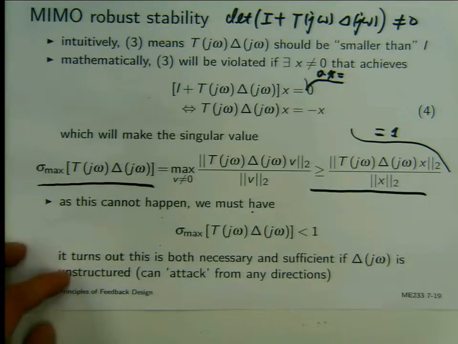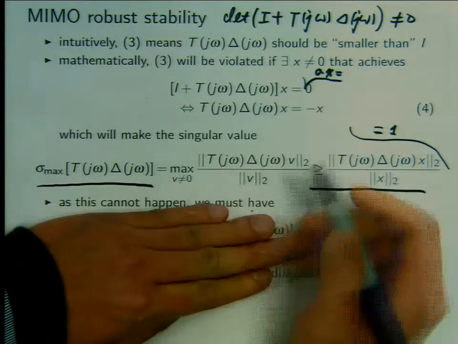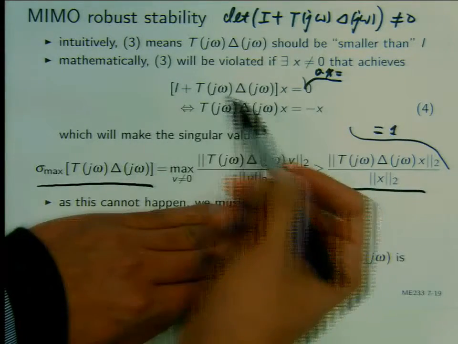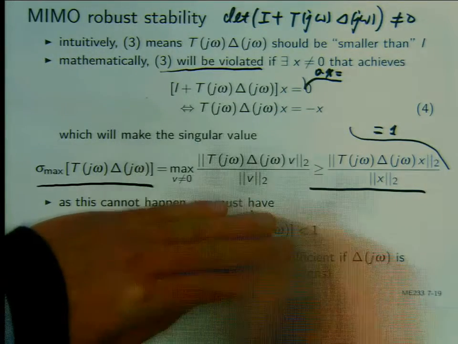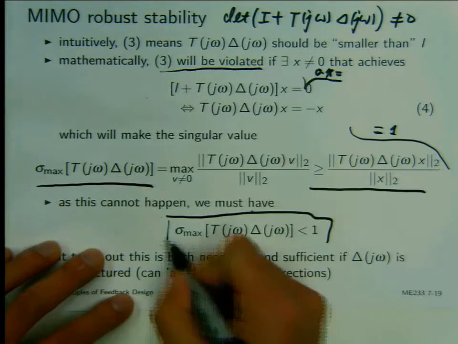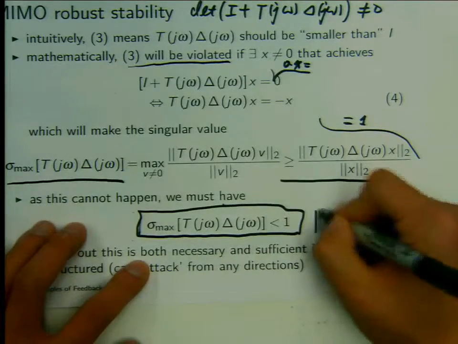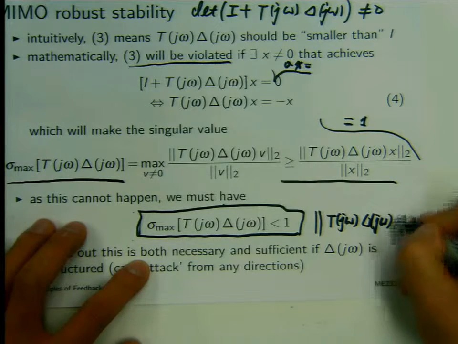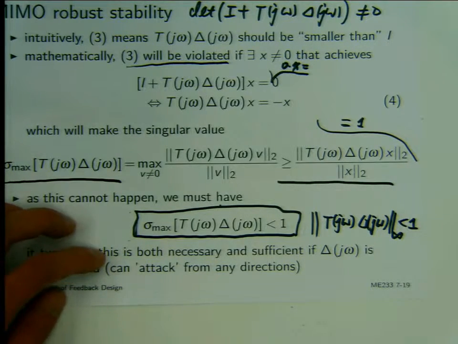So we have now reached the conclusion that if the maximum singular value is larger than or equal to 1, then this robust stability condition will be violated. To assure this does not happen, we have this condition here: the maximum singular value has to be smaller than 1. Again, if you recall what I used a few slides earlier, this is equivalent to saying the infinity norm has to be smaller than 1. So this is an equivalent statement.